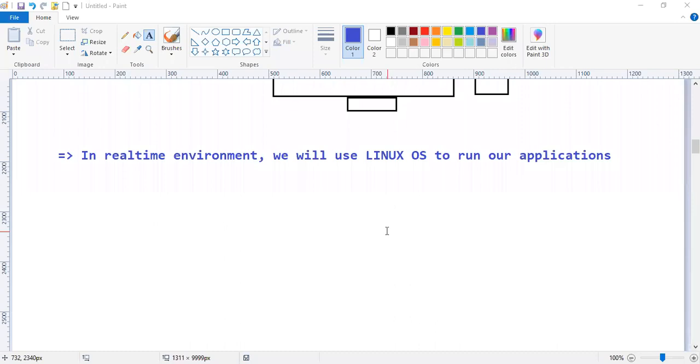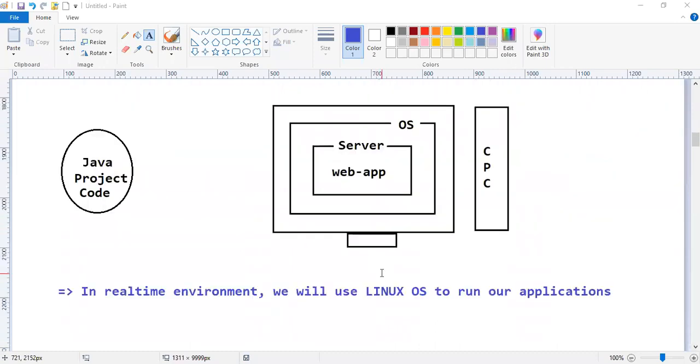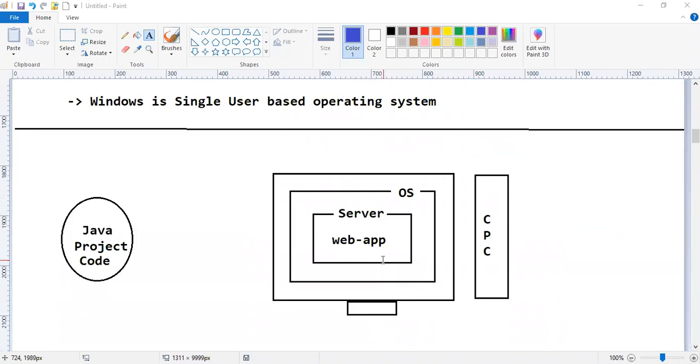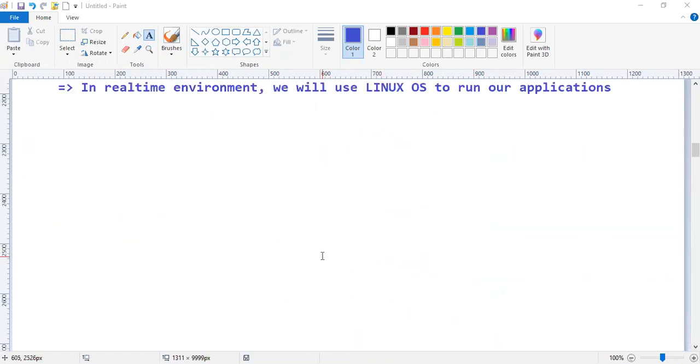Okay, now why do we need to use Linux in the real time? We need to compare the Windows operating system and the Linux operating system. There are so many advantages when you go for the Linux operating system. First advantage, Linux is an open source operating system. Linux is free. And Linux is a multi-user based operating system. Linux is a secured operating system.